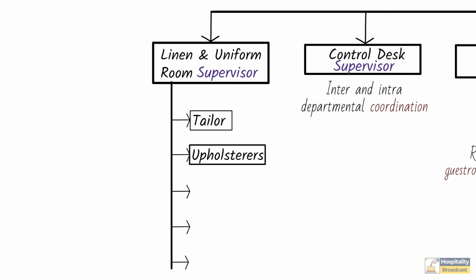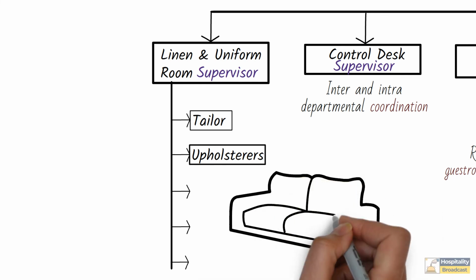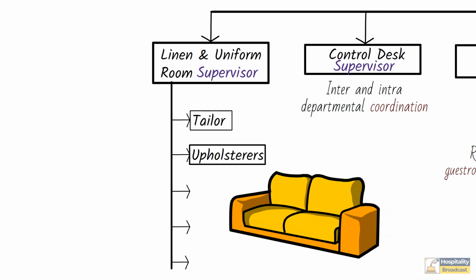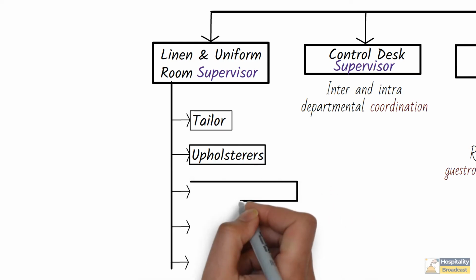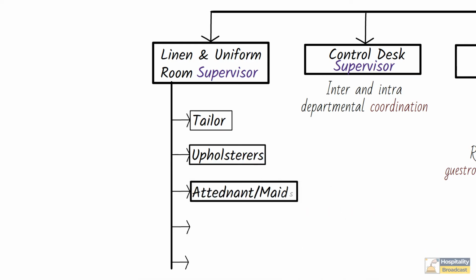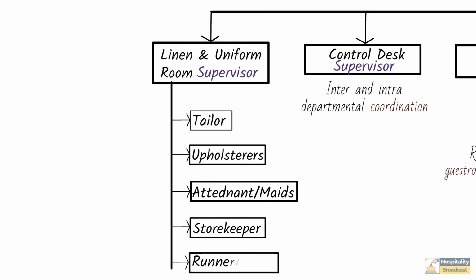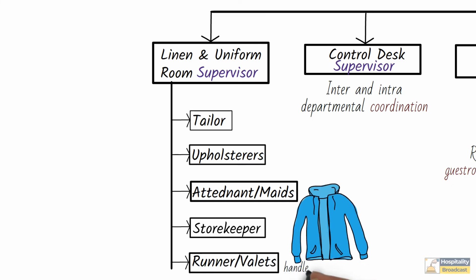Upholsterers are super skilled people who work with furniture like chairs and sofas to make them look beautiful and feel comfortable. They put on soft padding and cover the furniture with different fabrics or materials like cloth or leather to make it cozy and nice to sit on. They can also fix old or damaged furniture, making it look brand new again. There are also attendants or maids, storekeepers, and runners or valets, who are responsible for handling guest laundry.